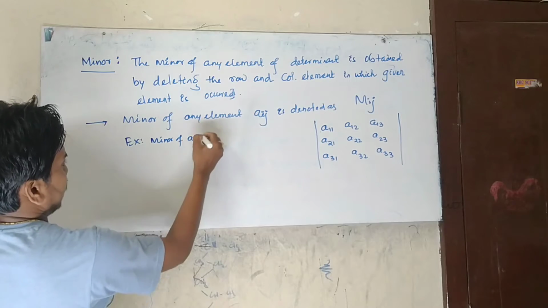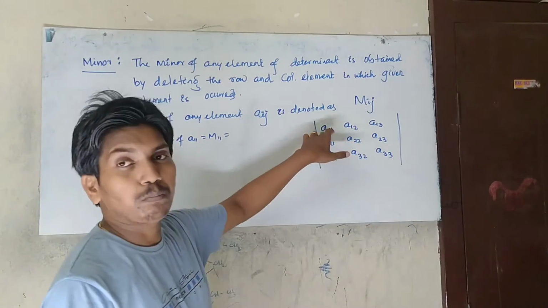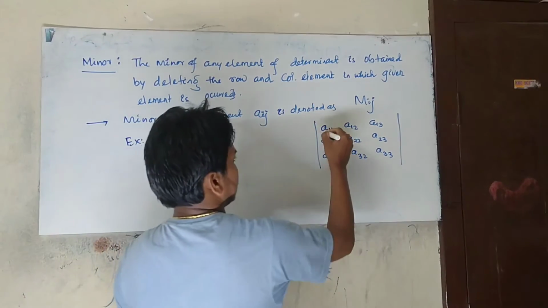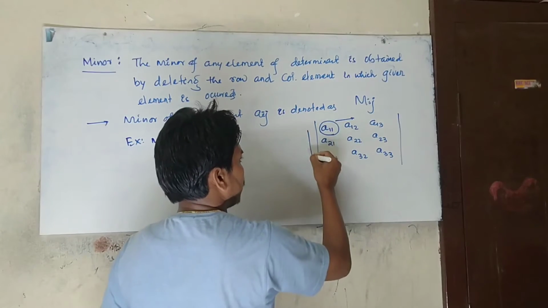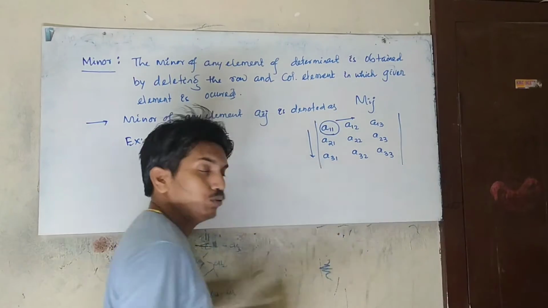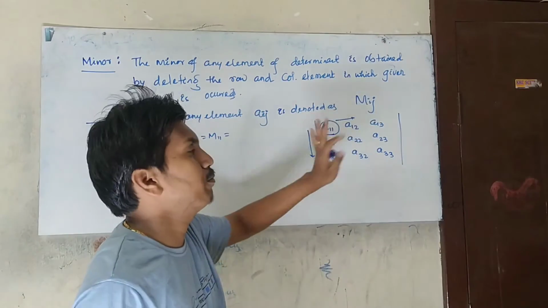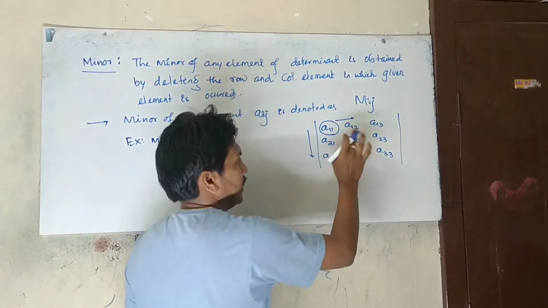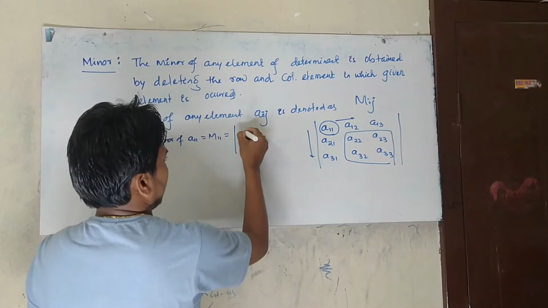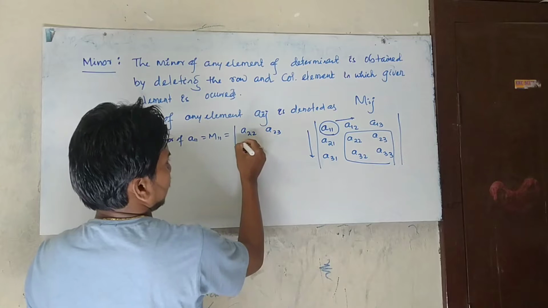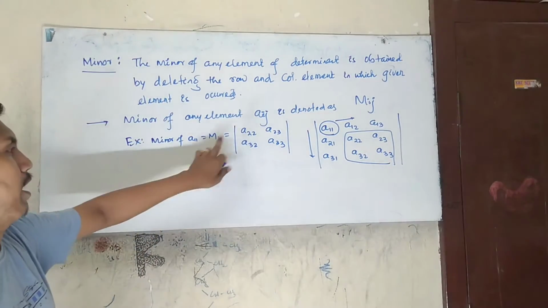First, the minor of A11, that is M11. If you find the minor of A11, you have to forget the row element and column element, this element and this element, you have to totally forget. Forget this row and column. The remaining four elements you write in this way: A22, A23, A32, A33. This is the minor of A11.